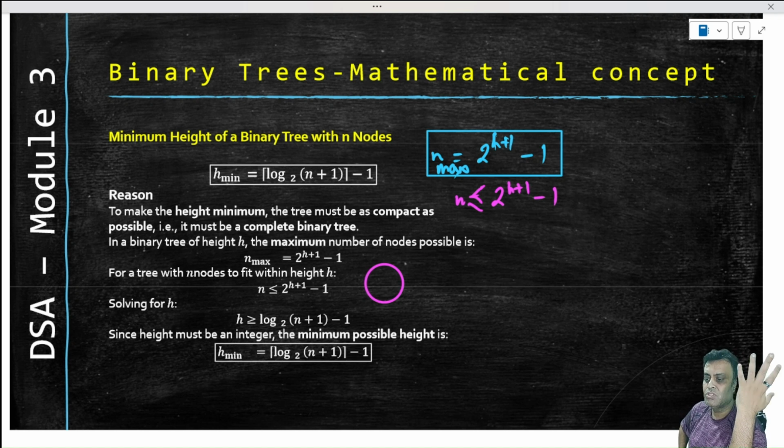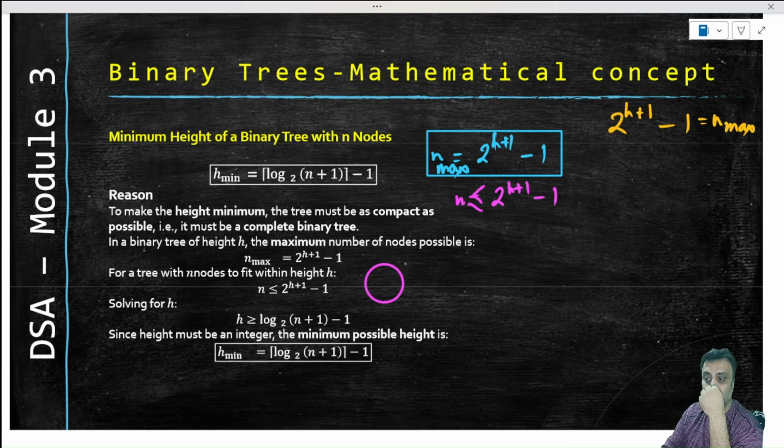So if n has to be less than 2 to the power h plus 1, again I will repeat why I am saying that 2 to the power h plus 1 minus 1 is the maximum number of nodes, and I want to see what is the minimum number of nodes, right? So I want to see the minimum height of the binary tree with n nodes, right? So I cannot say that I will cross n, right? So I need to say that I have to have this particular height that I have taken, right?